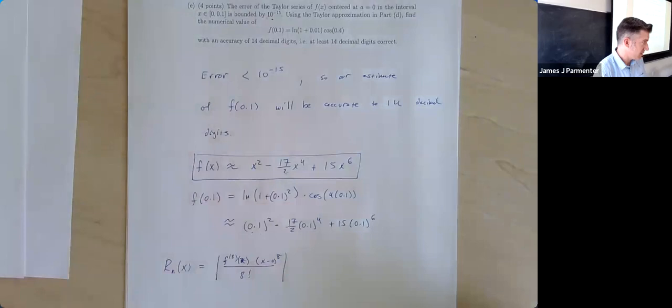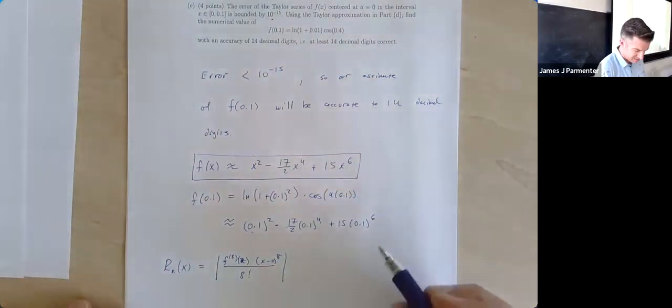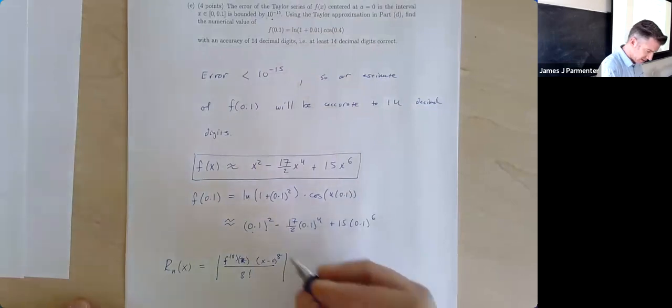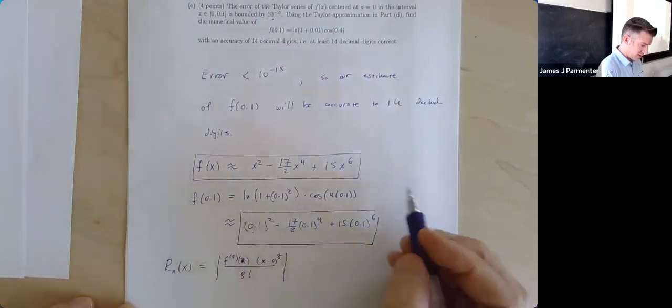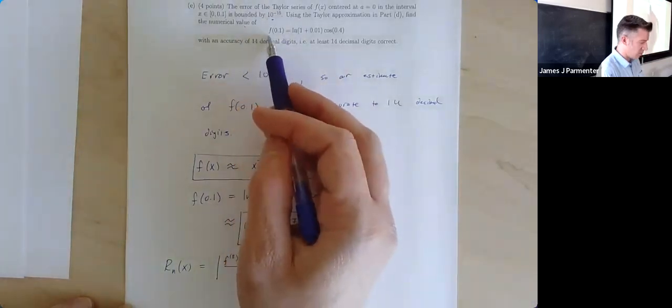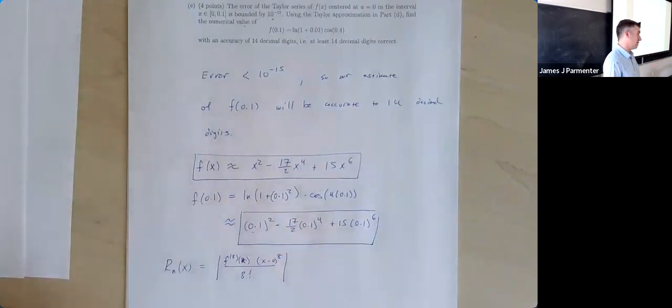I think that seems right to me, but maybe he's going for something else. I don't really think so. I think this is what he's asking you to do. He's asking you to find the value of f of 0.1, and this should be that value correct to 14 decimal digits because of what he's already told us.